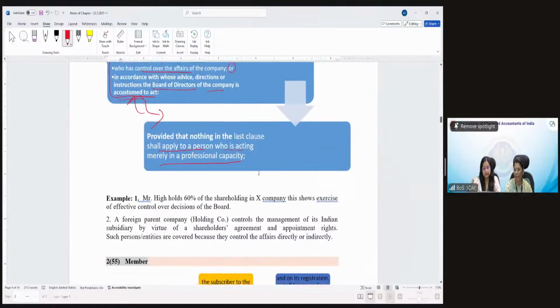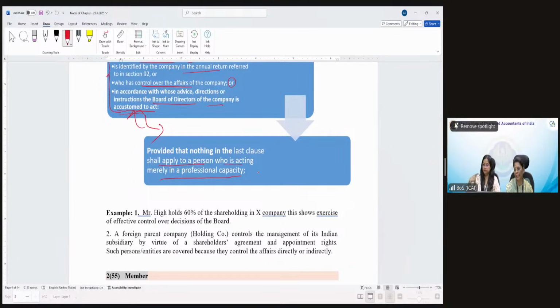Here are a few examples. You can see here we have given in the example that Mr. High is holding 60% of the shareholding in the X company. So what does this show, 60% of shareholding? It reflects that you are having an effective control over the decisions of the company, because due to major shareholding, you are having the control over the decision making of the company. So because of that, you will be falling under the purview of the definition of the promoter, and hence Mr. High will be considered as a promoter in the X company.